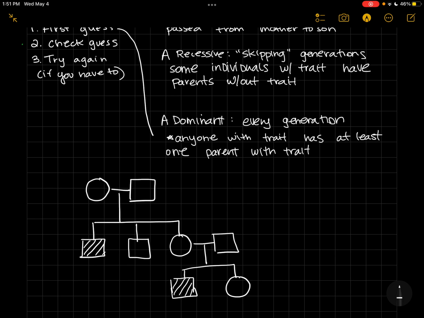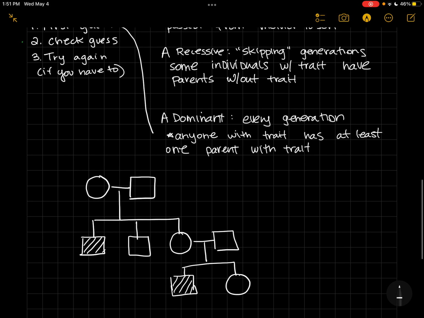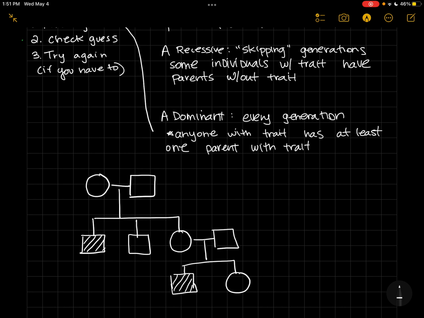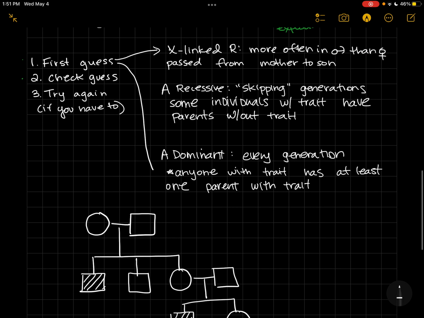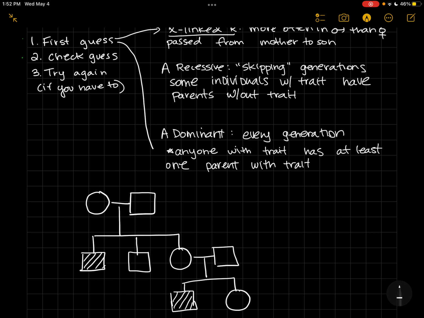Okay. So what kind of pattern could this be? Well, we see it only in males, and we do see it, we call this skipping generations, sort of, because we have parents who don't have it, have a kid who does have it. So this is going to suggest that what we're looking at is an X-linked recessive. And now we have to test it out. That's our first guess, but we still have to check our guess.